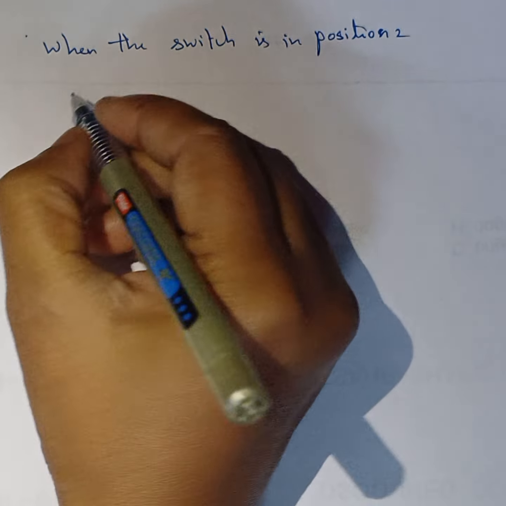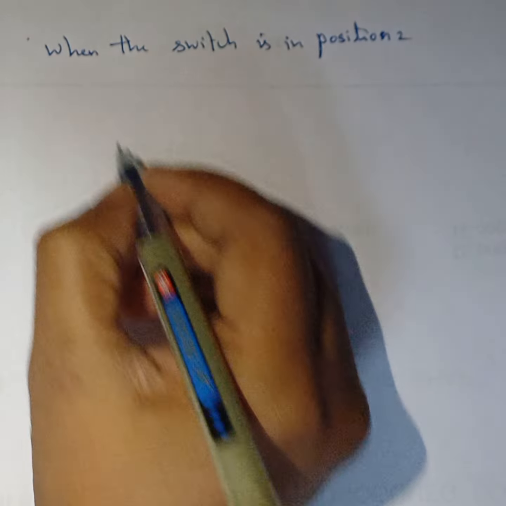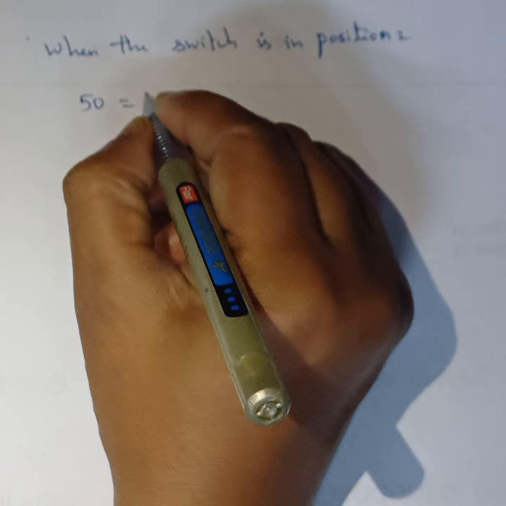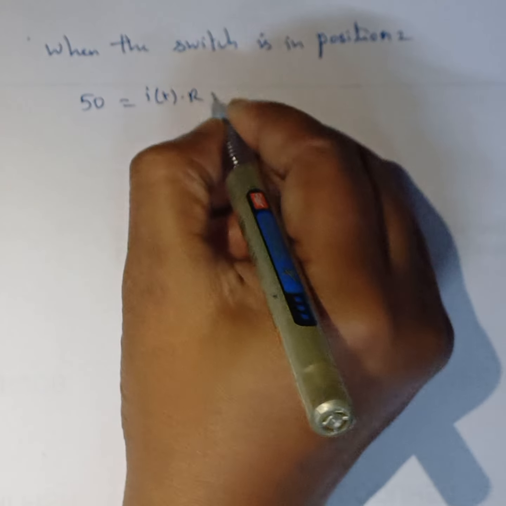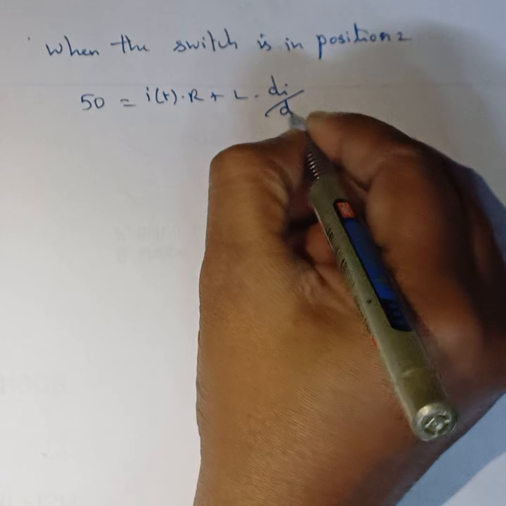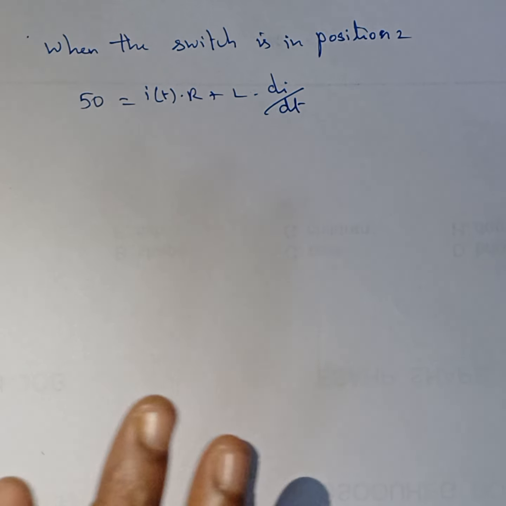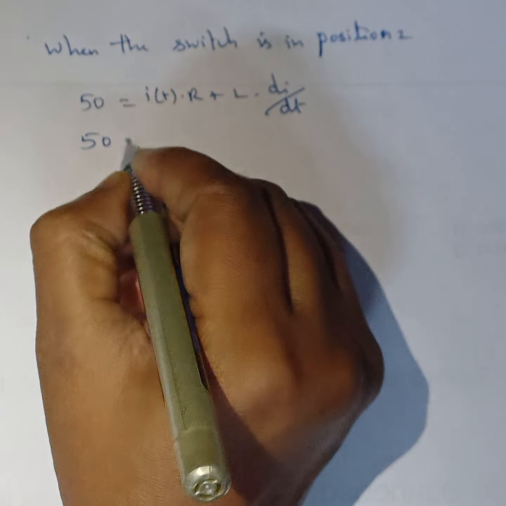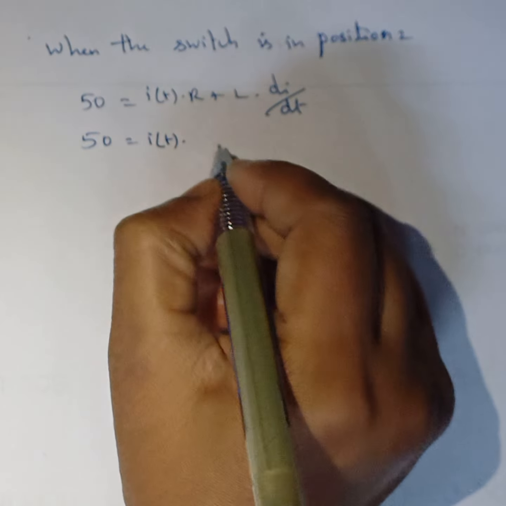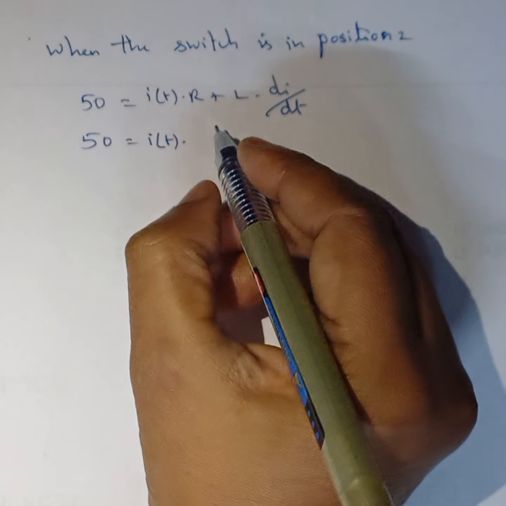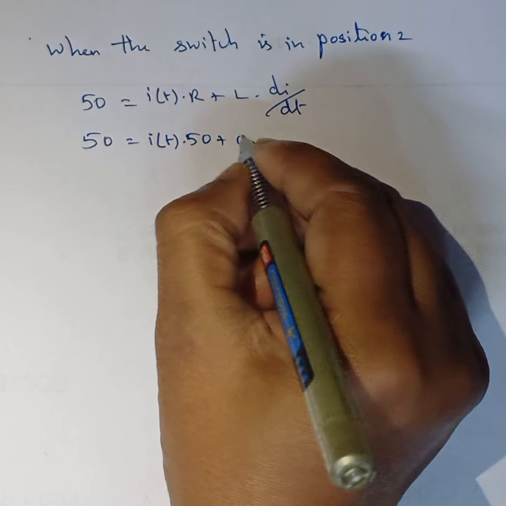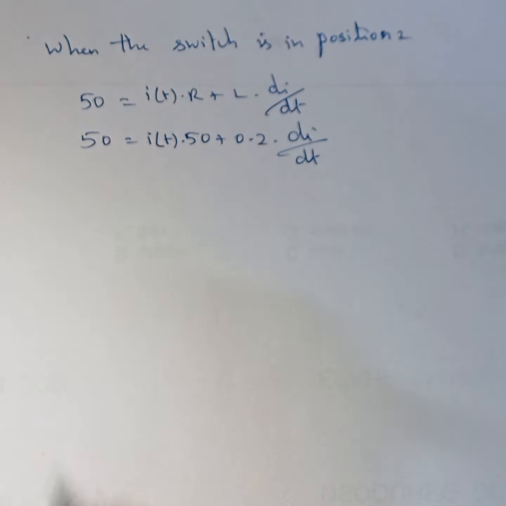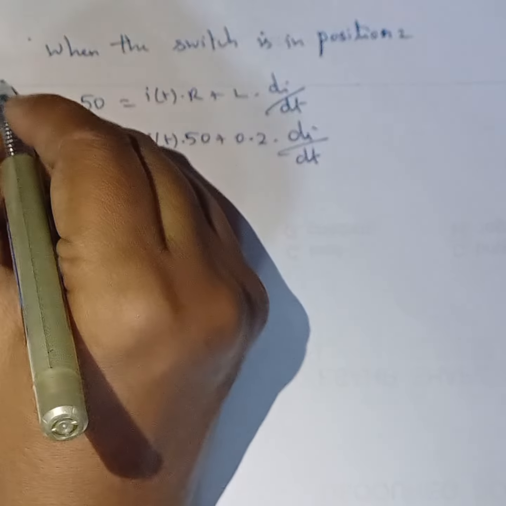So as I already told, instead of 100 we now get only 50. So 50 is equal to I of t into R plus L into di by dt. What we saw last time, the same, we just put 50 instead of 100 here. Nothing else is different here. I of t, the R value is 50, plus 0.2 into di by dt. The L value is 0.2. So this is step 1.